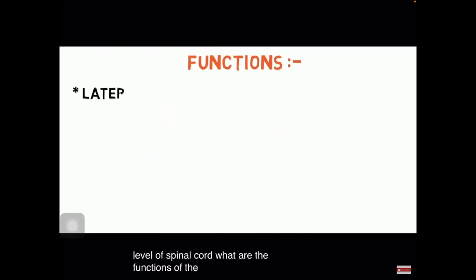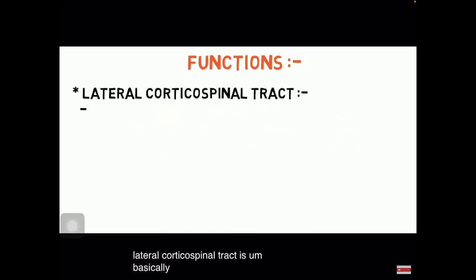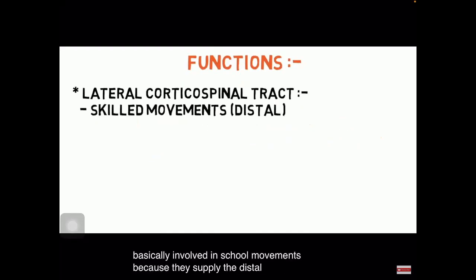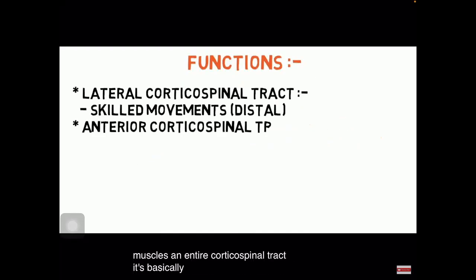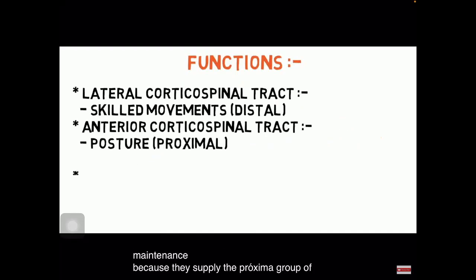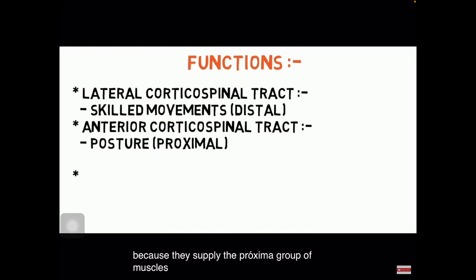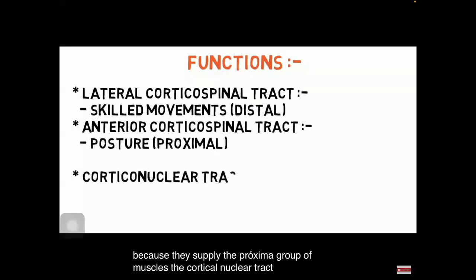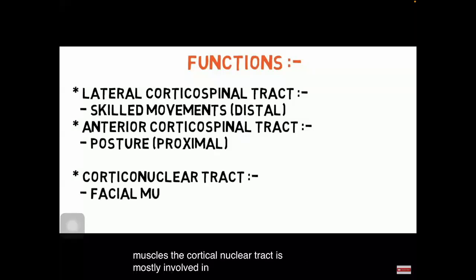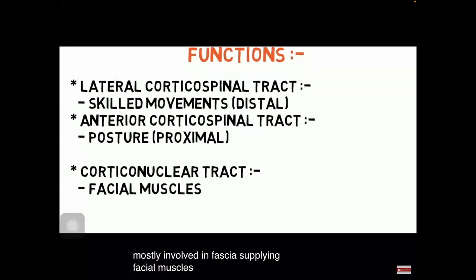What are the functions of the pyramidal tract? The lateral corticospinal tract is basically involved in skilled movements because they supply the distal group of muscles. The anterior corticospinal tract is basically involved in posture maintenance because they supply the proximal group of muscles. The corticonuclear tract is mostly involved in supplying facial muscles.